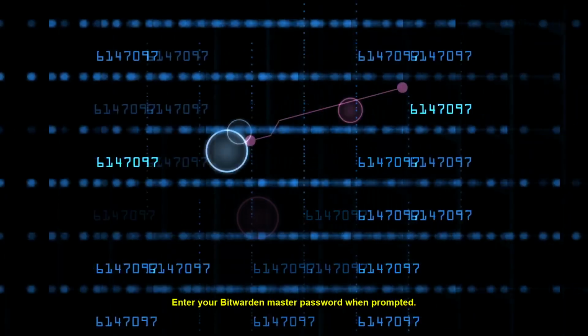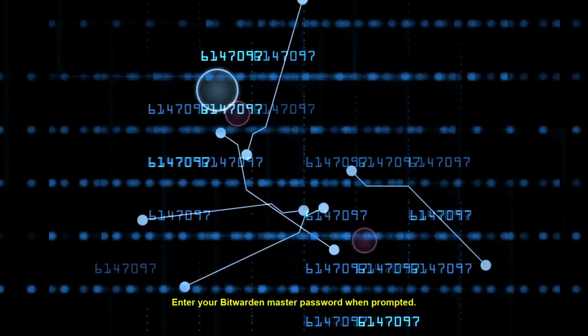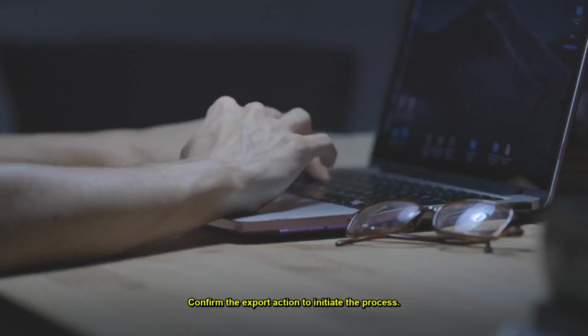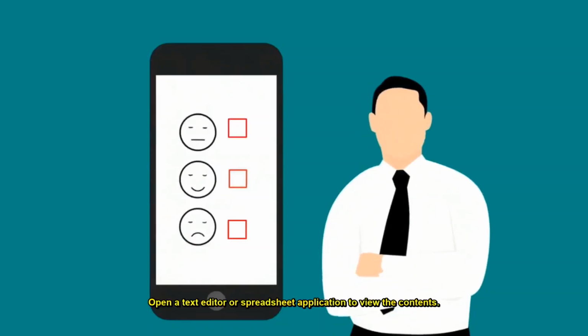Enter your Bitwarden master password when prompted. Confirm the export action to initiate the process. Once the export is complete, locate the file on your device. Open a text editor or spreadsheet application to view the contents.